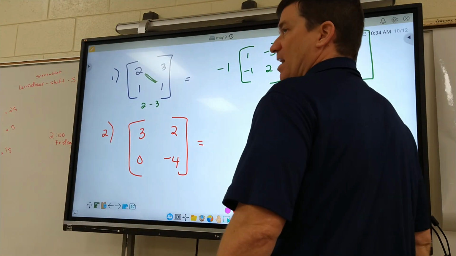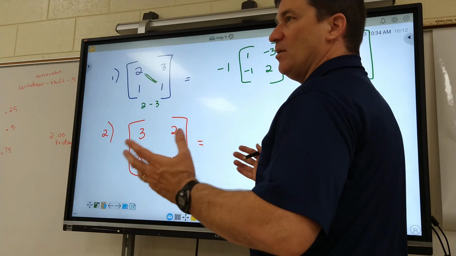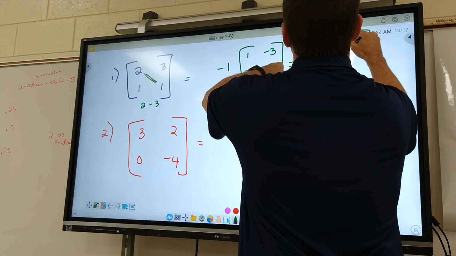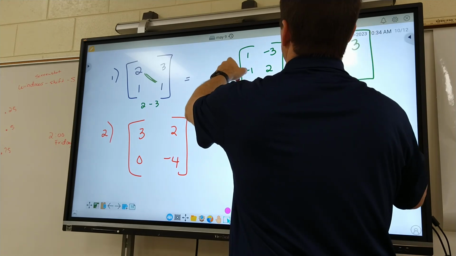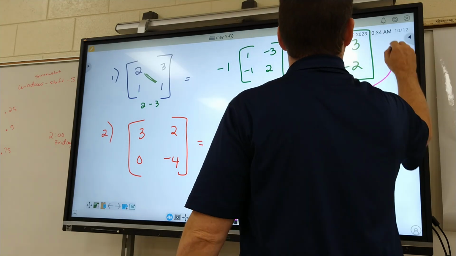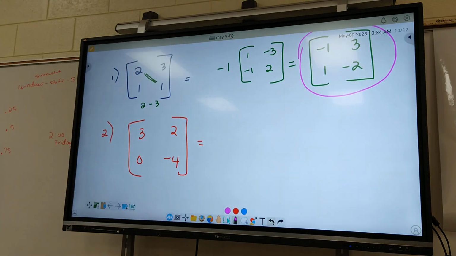All right, last step. Leanna, we have to now distribute our -1 to everything inside, and we're done. So I get -1, +3, +1, -2. That is our inverse of the matrix. All right, now it normally takes 3 or 4 of these before you get the hang of it.